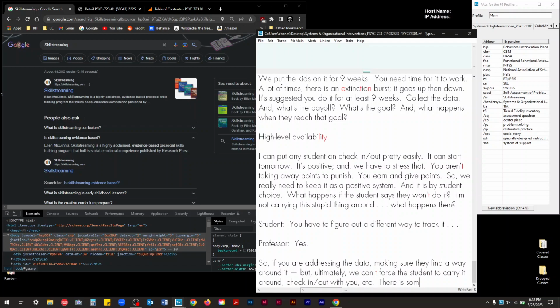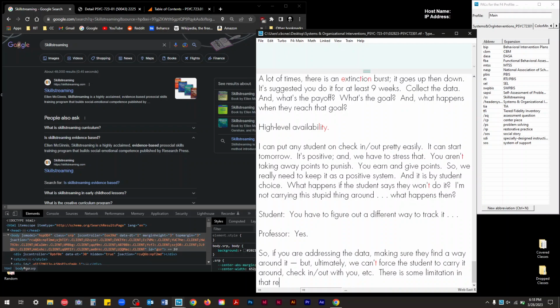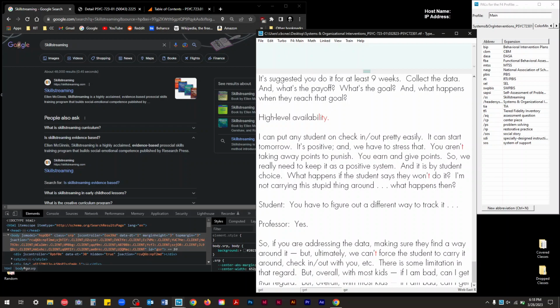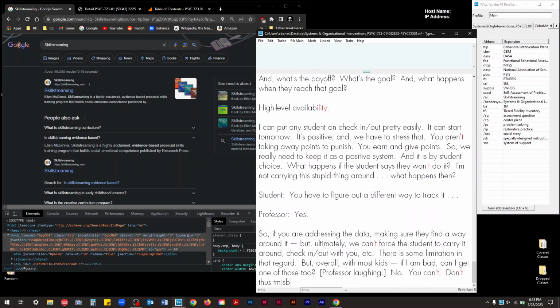But overall, most kids' classmates will be like, if I'm bad, can I get one of those too? And it's like, no, you can't. Don't misbehave just to get a check-in, check-out sheet. But you'll run into that.